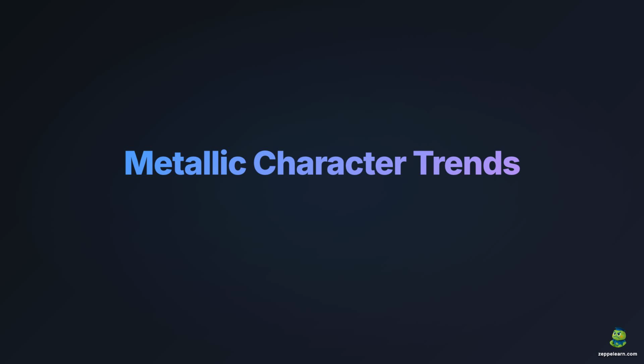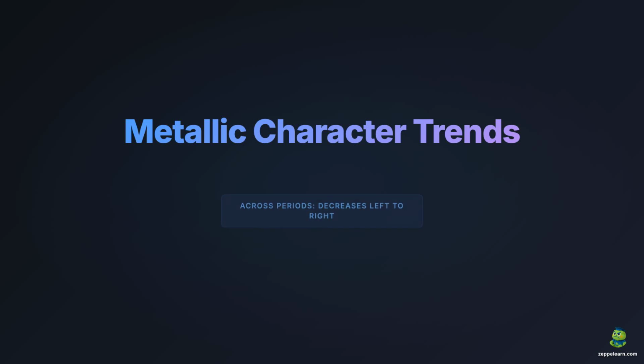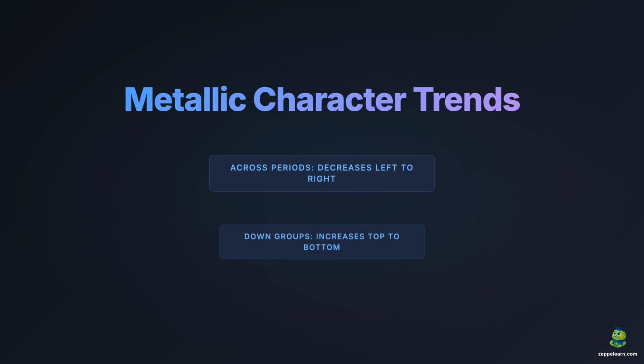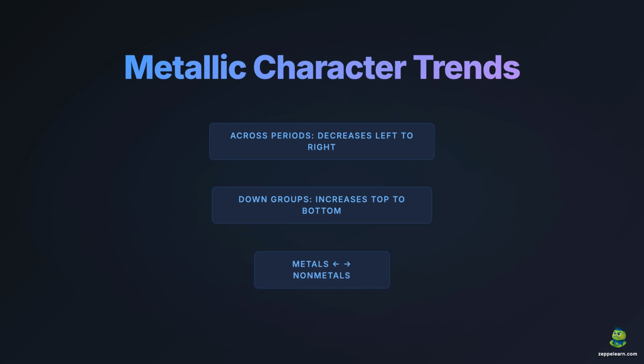Metallic character describes how readily an atom can lose electrons and exhibit typical metallic properties like conductivity and malleability. Metallic character decreases across periods from left to right as atoms become better at holding on to their electrons due to increased nuclear charge. Metallic character increases down groups because outer electrons are farther from the nucleus and easier to remove. This creates a clear diagonal divide on the periodic table between metals on the left and bottom, and nonmetals on the right and top.